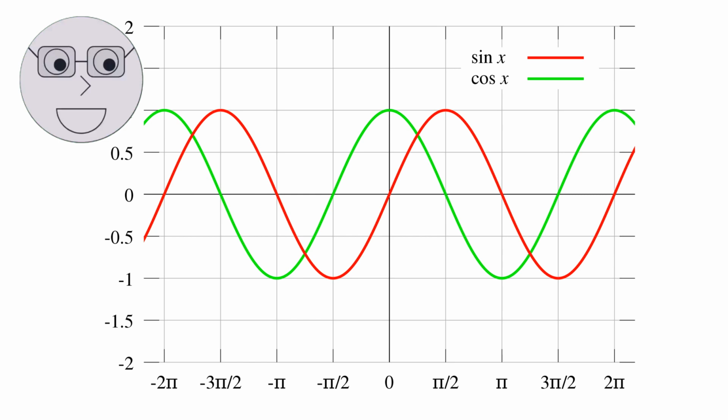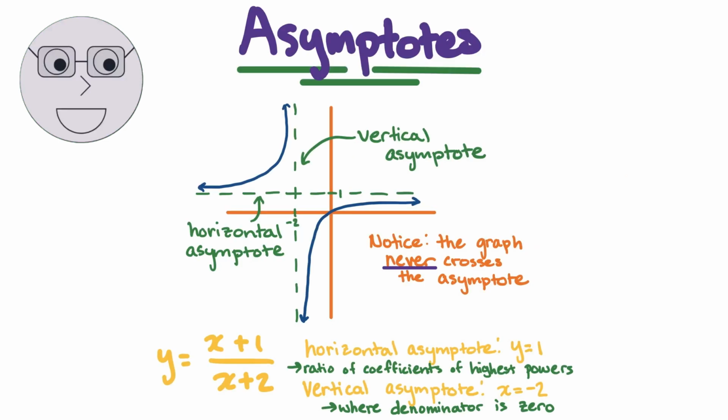radians or 360 degrees. The tangent function is not periodic, but it has vertical asymptotes at odd multiples of π/2 radians or 90 degrees. This means that the tangent function is undefined at these angles.